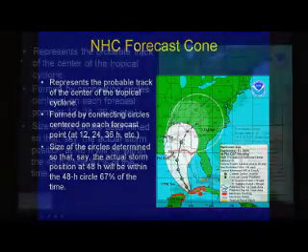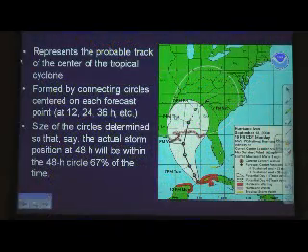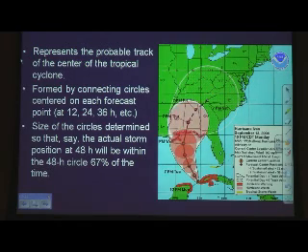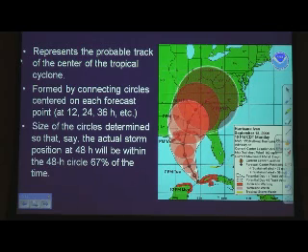So how do we determine the white cone? We do that by looking at the average forecast error at each point in time. So 12 hours, 24, 36, 48, 72, all the way up to 120 hours in the future. We know that based on past performance, what the average error is for a hurricane. And we create those circles, and then encompassing those circles, we draw that white area. So that's where that skinny black line and the error cone comes from.